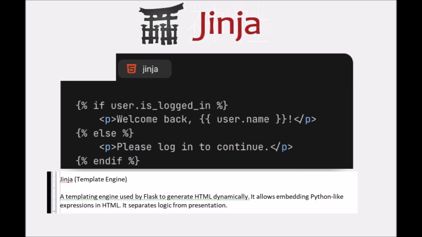Jinja, template engine. A templating engine used by Flask to generate HTML dynamically. It allows embedding Python-like expressions in HTML. It separates logic from presentation.